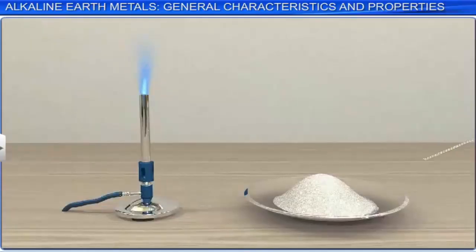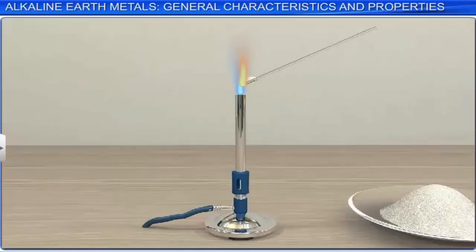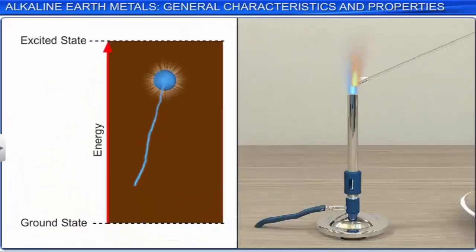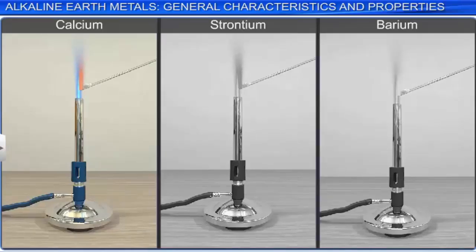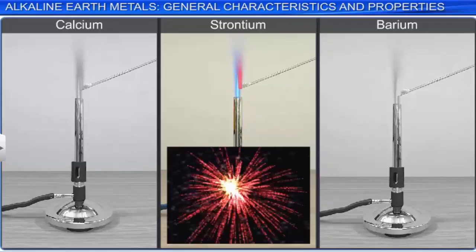By holding a sample of a metal salt in the flame and observing the change in the color. The heat of the flame excites the electrons to a higher energy level, and then the electrons emit light as they return to the ground state. Calcium salts produce a characteristic brick red flame. Strontium salts can be recognized by the crimson flame that results. Strontium salts are used to make fireworks that emit red light. Barium gives an apple green color to the flame.